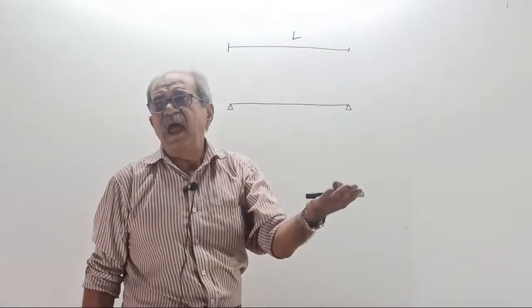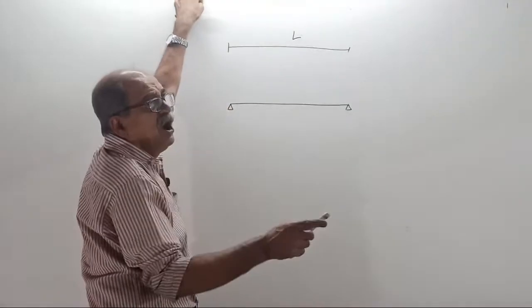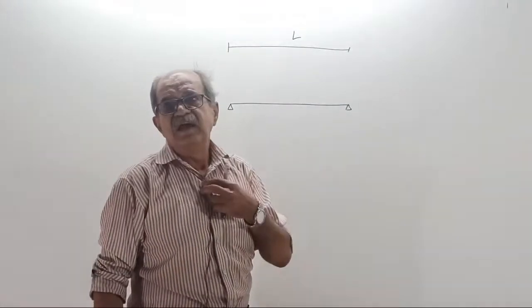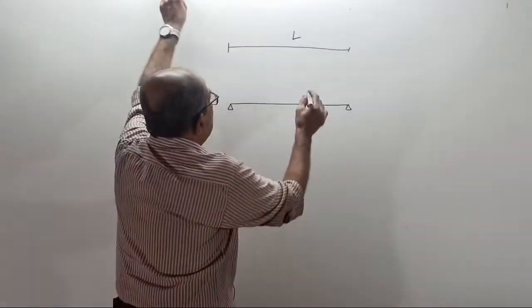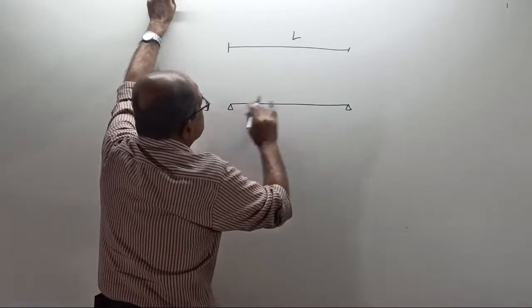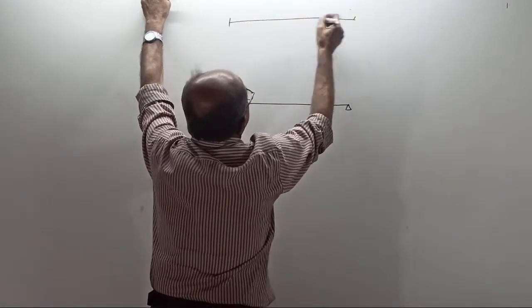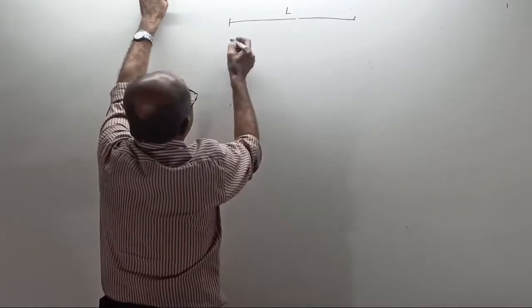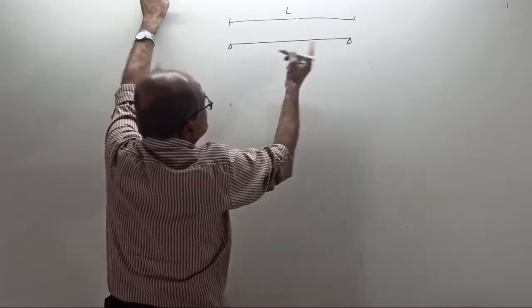Later, if reacting moments are there, then automatically an end moment will come. That will hog. That you learn later, when you study systematically. Simply supported case. See, L. Suppose you support at the ends. Total length is L. See correctly now, total length L. Suppose you make a simple support at the ends.